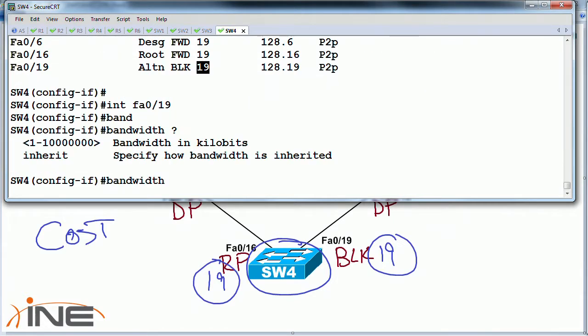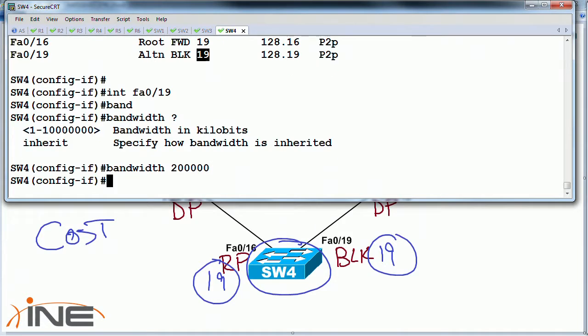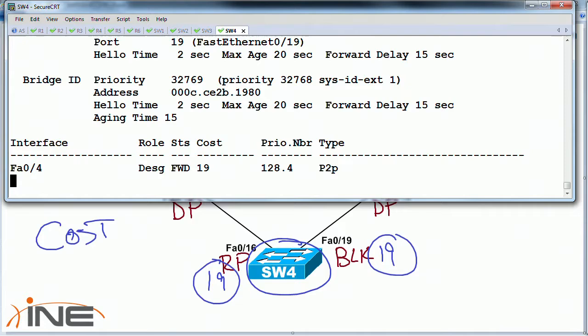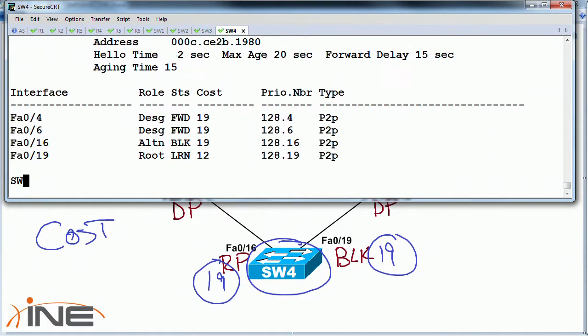So I could say the bandwidth maybe of this link is 200,000 kilobits per second, or 200 megs. The result of this should be that the cost is lowered. Now the ports change their roles. Notice that the port state didn't immediately go to forwarding. It now has to go through the listening delay, then through the learning delay, and then after about 30 seconds, it's eventually going to go to forwarding. Each of these states is 15 seconds by default.